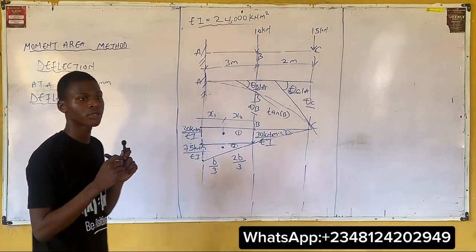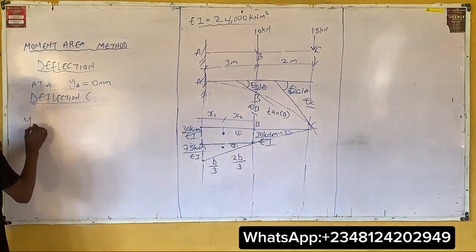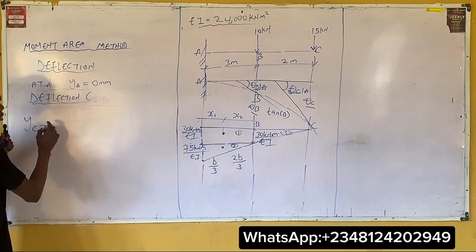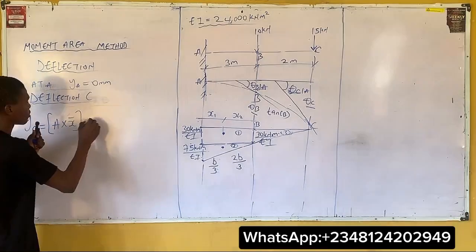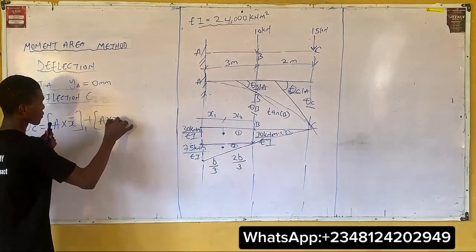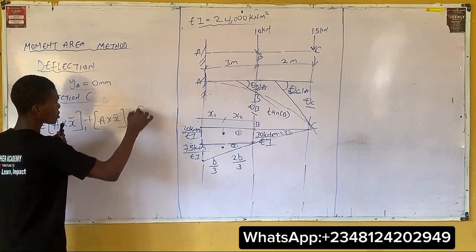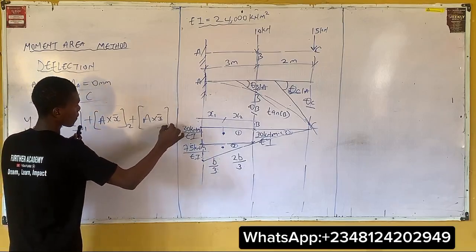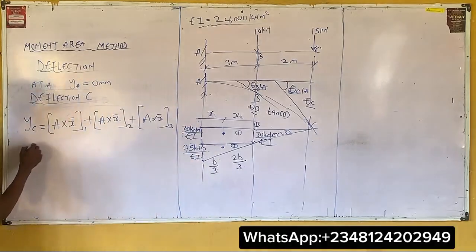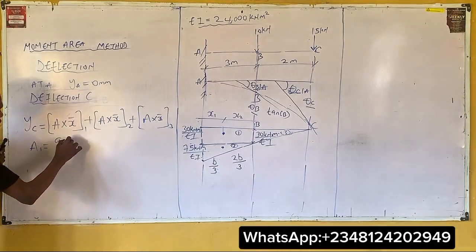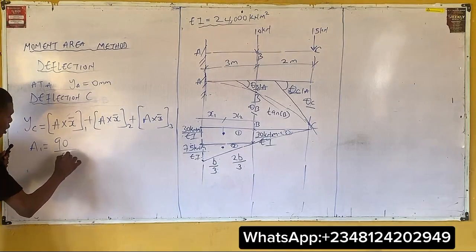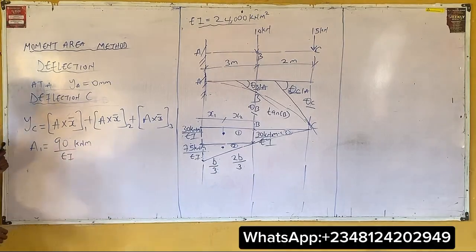Deflection at C, what do I have? YC equals, all in brackets, A multiplying X of figure 1 plus... So what's the area of figure 1? We've gotten it already, so just call the value for me. 90 over EI kilonewton meter. This was A1, the area of figure 1.